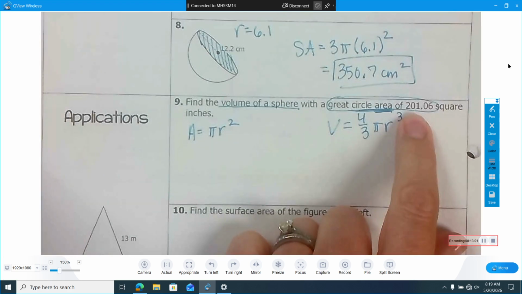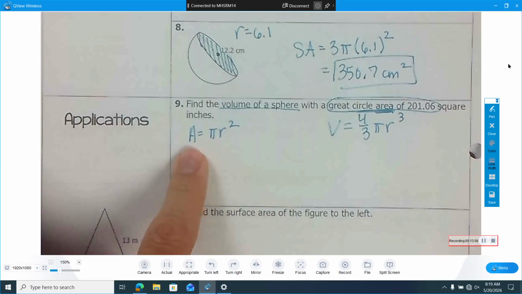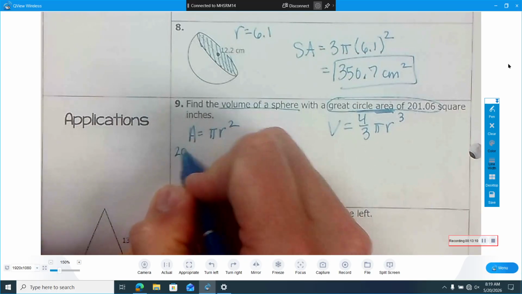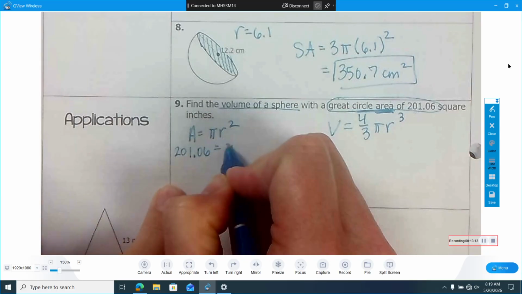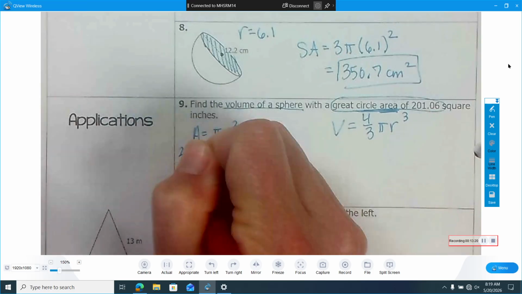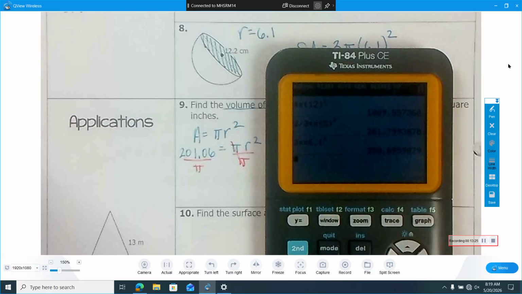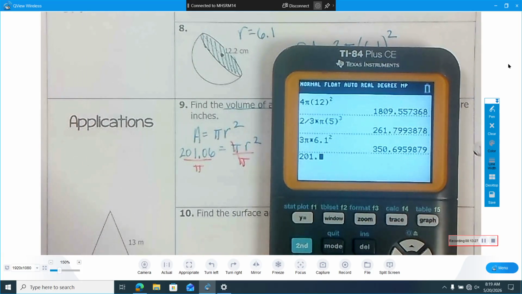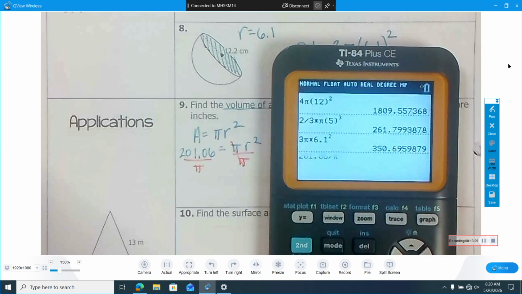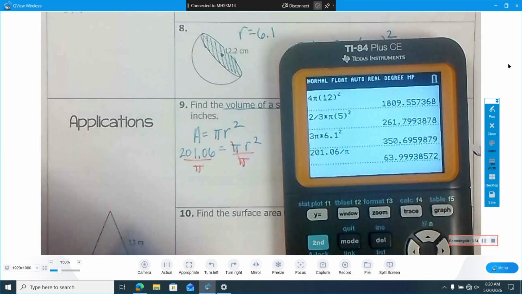What am I going to do with the 201.06 square inches? Yeah, that's the area. So 201.06 equals pi radius squared. What do we do next? Divide by pi on both sides. Those pi's on the right cancel out. In my calculator, I'm going to do 201.06 divided by pi, and I get 63.999.